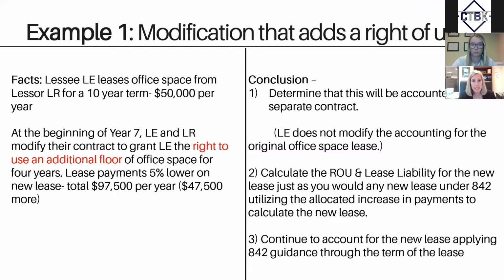So in that first example, the lease has been modified. The original lease was a 10-year lease at $50,000 per year. At the beginning of year 7, the lease was modified and the lessee got an additional floor of office space with the modification. In addition, the lease payments went from $50,000 per year to $97,500 per year. So that is an increase in the lease payments of $47,500. So now instead of one floor, they have 2 floors, and now they're paying $97,500.